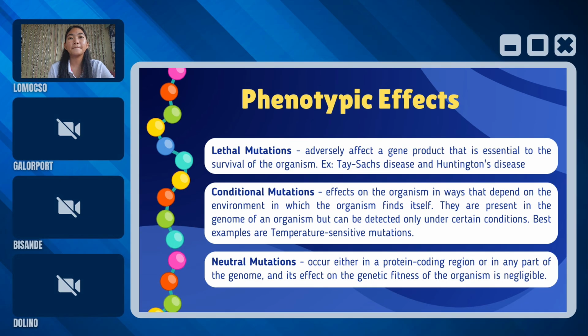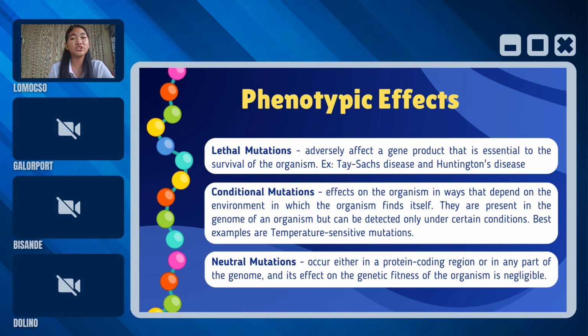Next slide. So the lethal mutations adversely affect a gene product that is essential to the survival of the organism. A lethal mutation is a change in the DNA sequence, a gene mutation that, when expressed, leads to the death of an organism or a substantial reduction in its ability to survive and reproduce. For example, Tay-Sachs disease and Huntington's disease are caused by mutations that result in lethality, but at different points in the life cycle of humans.